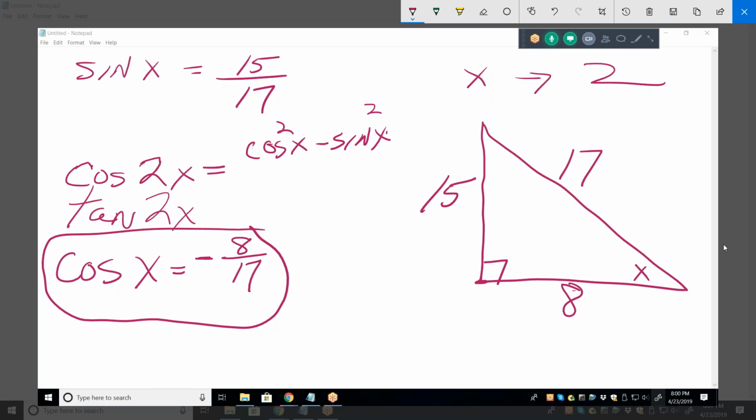So what's the cosine of 2x going to be equal to? Just fill it in before you do any simplification. Always just fill it in. In other words, what's cosine of x? Negative 8 over 17. I'm going to put that in parentheses and square it. That's what cosine squared of x is. What's sine squared of x? Sine squared of x is 15 over 17 squared.